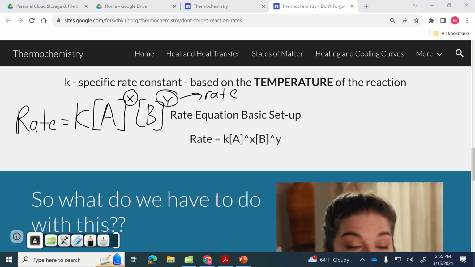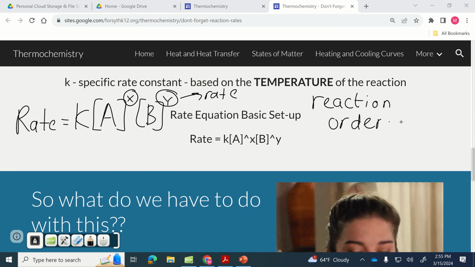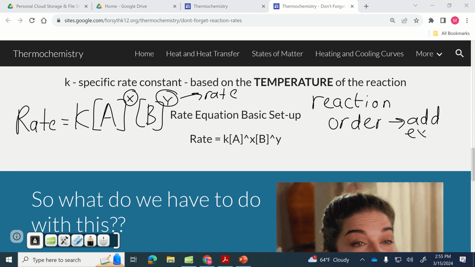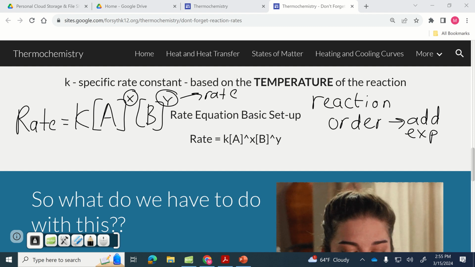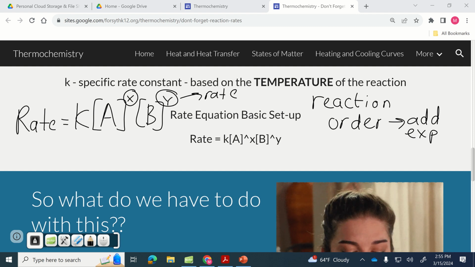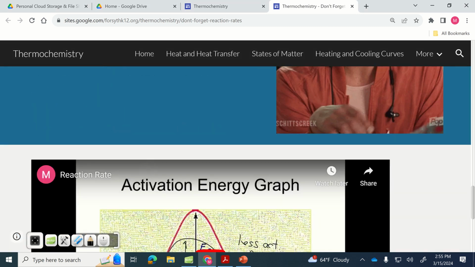If a question asks, what is the reaction rate order? This is easy. You simply add up the exponents. If one is 1 and the other is 2, the reaction order is 3. That tells us how quickly the rate can adjust to changes in concentration. So how does this all work? How do we use all this?